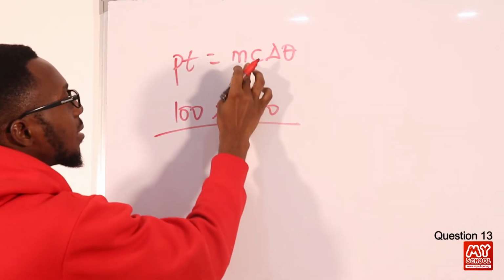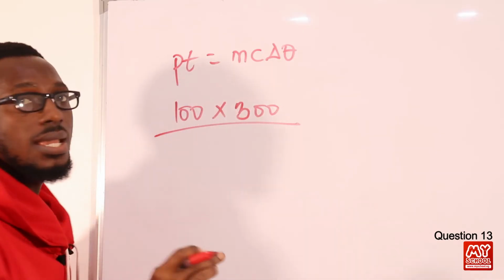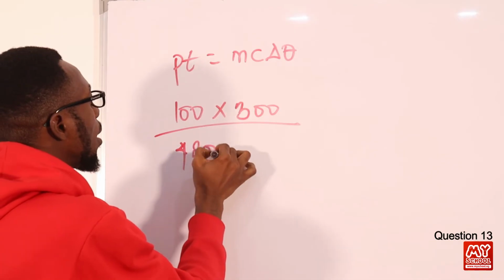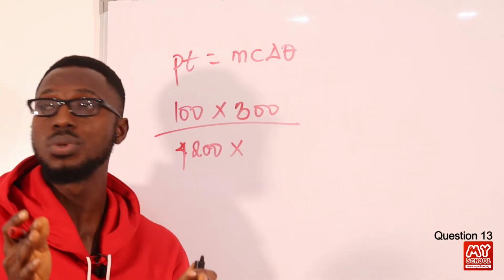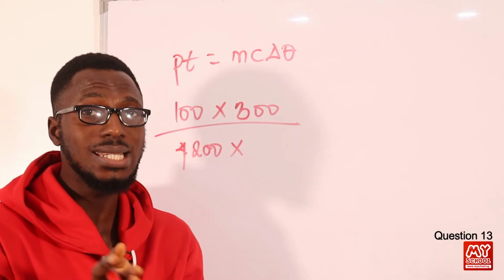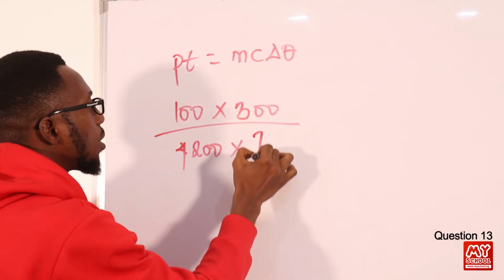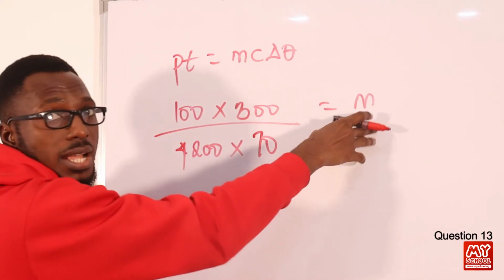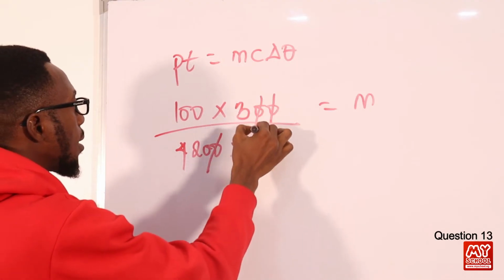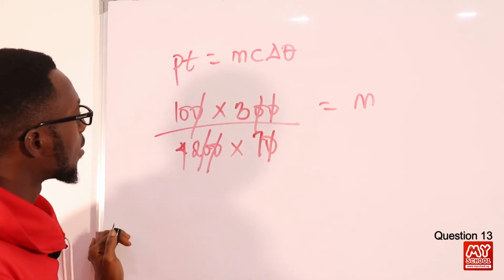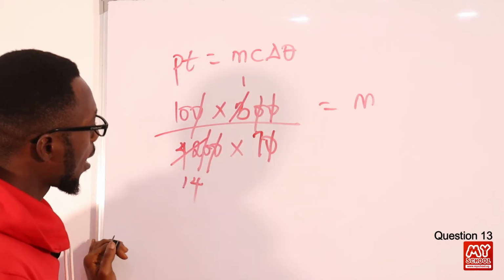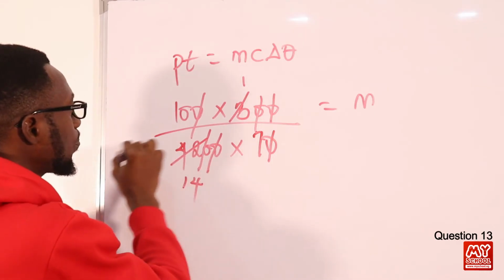So I'm dividing by c delta theta. The c is the specific heat capacity of water, which is 4,200, times the change in temperature. We are told that the temperature changes from 30 degrees Celsius to 100, so that is 100 minus 30, which is 70. So my temperature change is 70, and I have this for the mass.